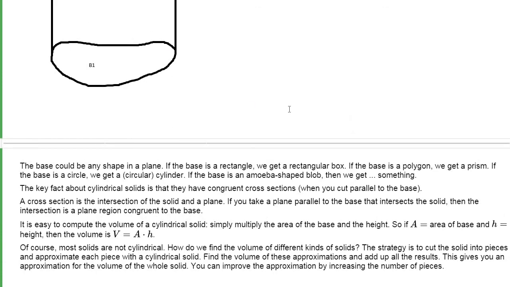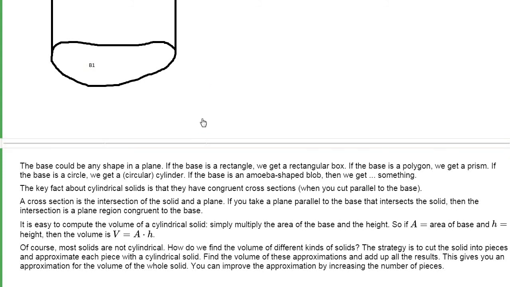I've just drawn this kind of blob. If this base happens to be a rectangle, you'll get a rectangular box. If the base is a polygon, then you get a prism. If the base is a circle, you get a circular cylinder, which in common speak is usually just called a cylinder. And if the base is an amoeba-shaped blob, you get something that doesn't have a name.